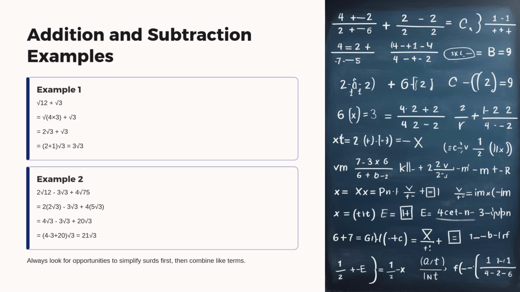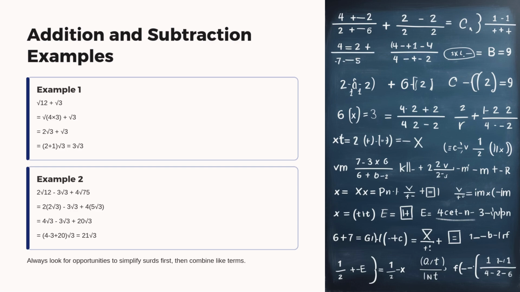Example 2. 2 times square root of 12 minus 3 times square root of 3 plus 4 times square root of 75 equals 2 times (2 times square root of 3) minus 3 times square root of 3 plus 4 times (5 times square root of 3). This is obtained by simplifying each surd to its simplest form. Equals 4 times square root of 3 minus 3 times square root of 3 plus 20 times square root of 3.